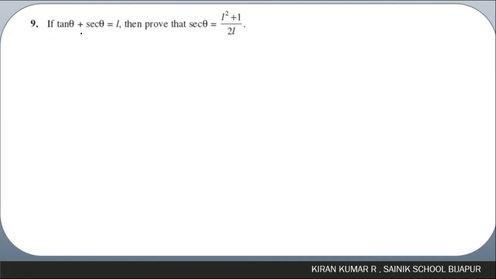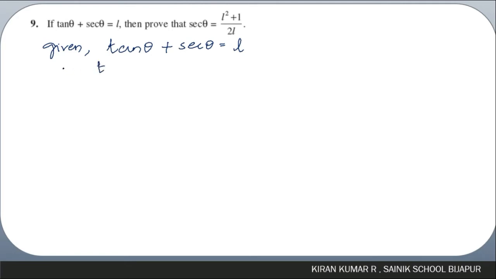If tan theta plus secant theta is represented by L, prove that secant theta is (L square plus 1) upon 2 times L. We are given that tan theta plus secant theta equal to L. Suppose if I multiply and divide by secant theta minus tan theta, I'll be making use of the identity. So that is a hint.